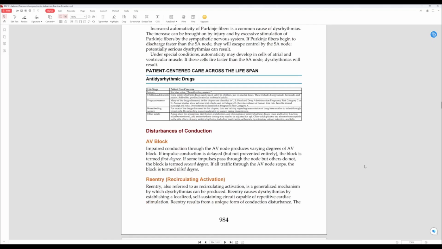Under special conditions, automaticity may develop in cells of the atrial and ventricular muscle. If these cells fire faster than the SA node, dysrhythmias will result.